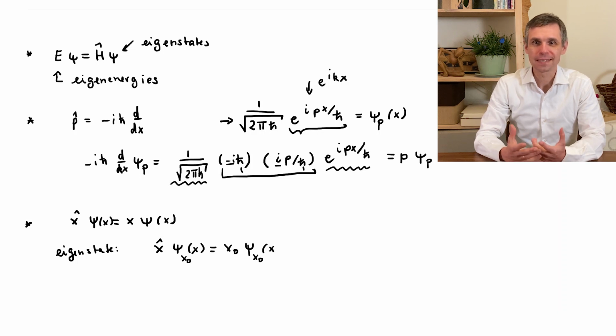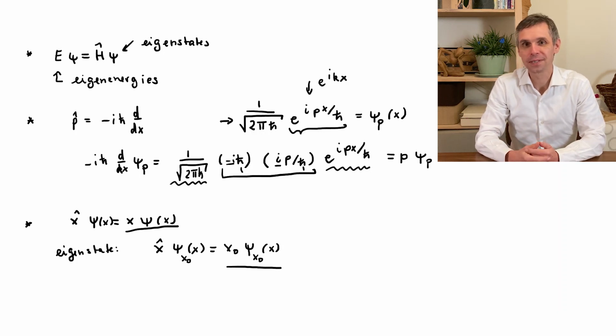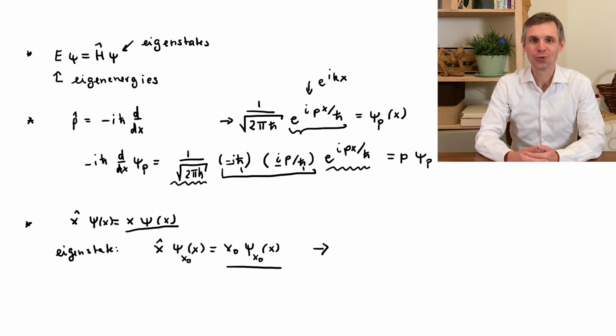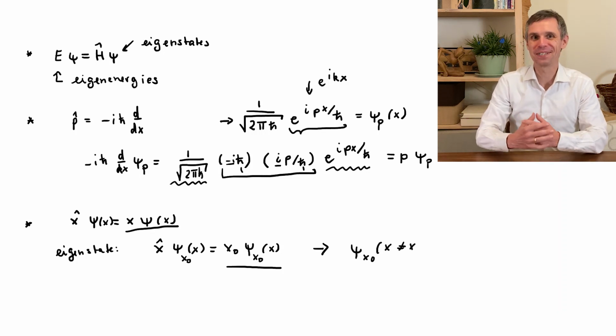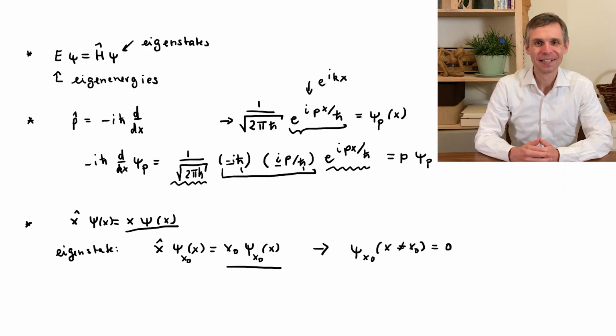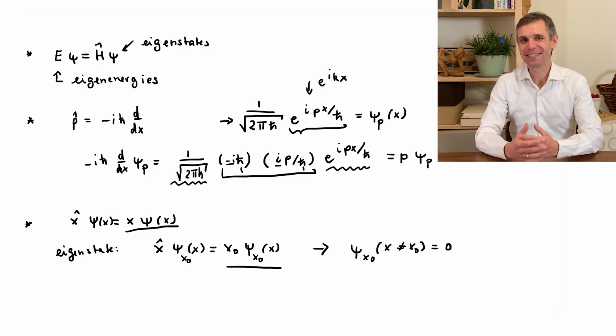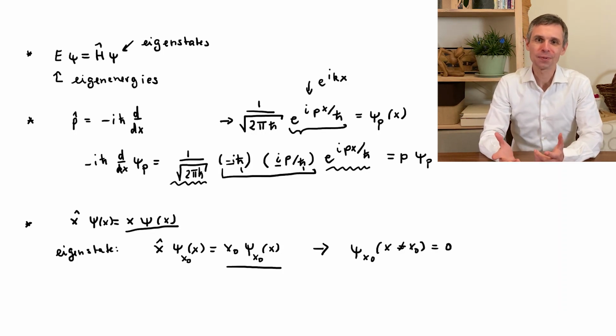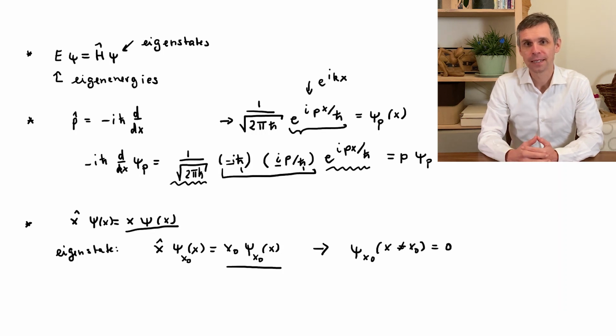Right, but if this is the case, then we can again use the definition up here, and then it almost looks like a contradiction. Because if x is not equal to x naught, then psi needs to be 0. So psi x naught for x not equal to x naught must be 0. But that's basically everywhere in space with the exception of a single point. So a lot must happen at this single point.